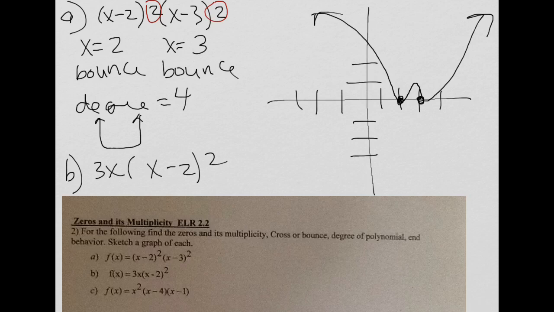Alright, I'll do one more. I'll do the B one also. So if I go ahead and break them apart, this x here is 0. This one is 2. Now let's take a look at their exponents. This one's even, so that means it's going to bounce. This one here is to the first power, that's odd, that means it's going to cross that number.